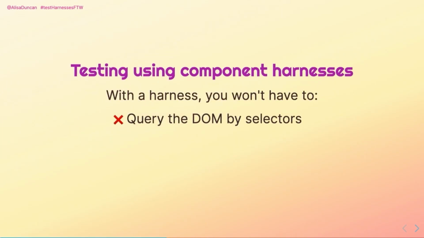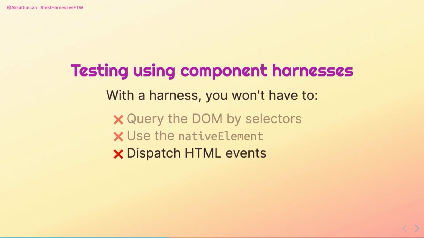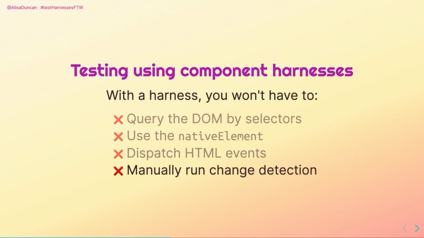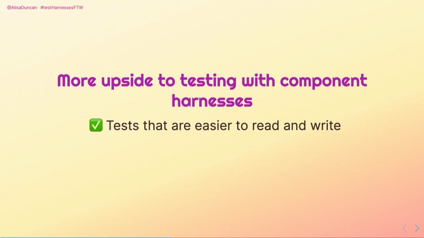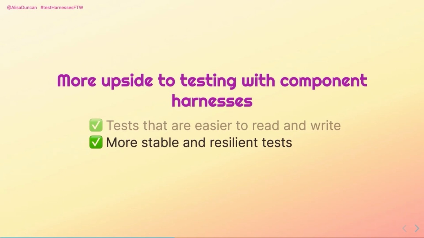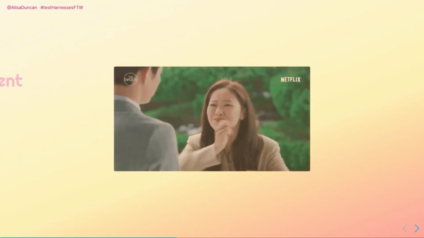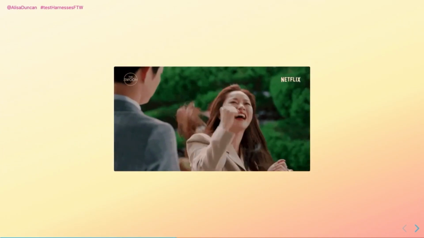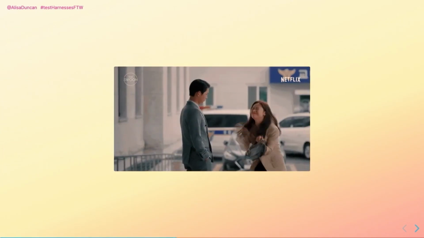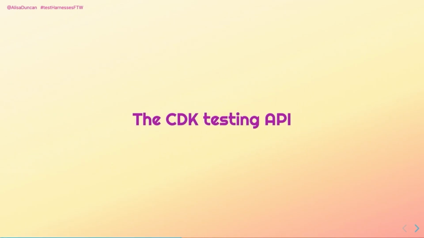So when we use the component harnesses for testing this Angular app with Material components, we saw that we didn't have to query the DOM by selectors. We didn't have to use the native element. We didn't have to dispatch HTML events. And we didn't have to manually run change detection, which means that the tests were easier to read and write, and we got more stable and more resilient tests, and allowed us to focus on the behaviors that matter, which is now we're talking about a really great testing setup, right? So let's focus on how we can use that more.